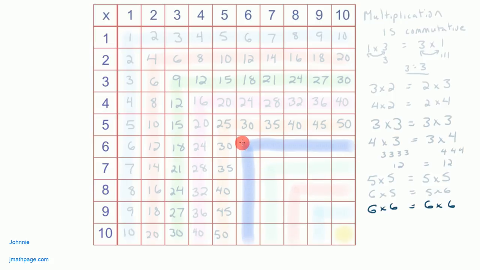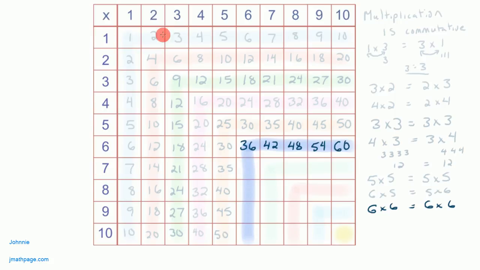6 times 6 is going to be 36. 6 times 7 will be 6 more than 36, which gives us 42. 6 times 8, 42 and 6 more, gives us 48. 6 times 9, 48 and 6 more, gives us 54. 6 times 10 is the same as 54 and 6 more, which gives us 60. Now let's continue the rest of them, right?